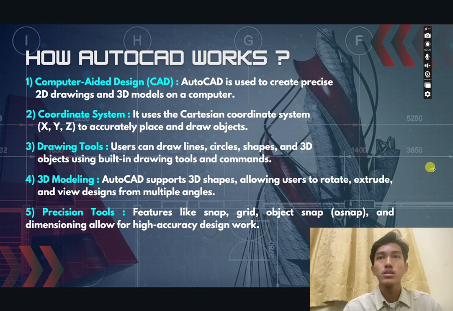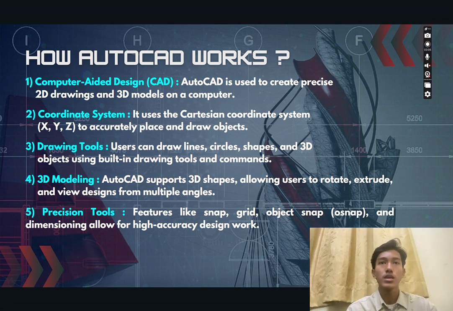How does AutoCAD work? AutoCAD works with computer-aided design (CAD). It is used to create precise 2D drawings and 3D models on a computer. Besides, AutoCAD also works on a coordinate system. It uses the Cartesian coordinate system (XYZ) to accurately place and draw objects. Number 3, drawing tools. Users can draw lines, circles, shapes, and 3D objects using built-in drawing tools and commands.